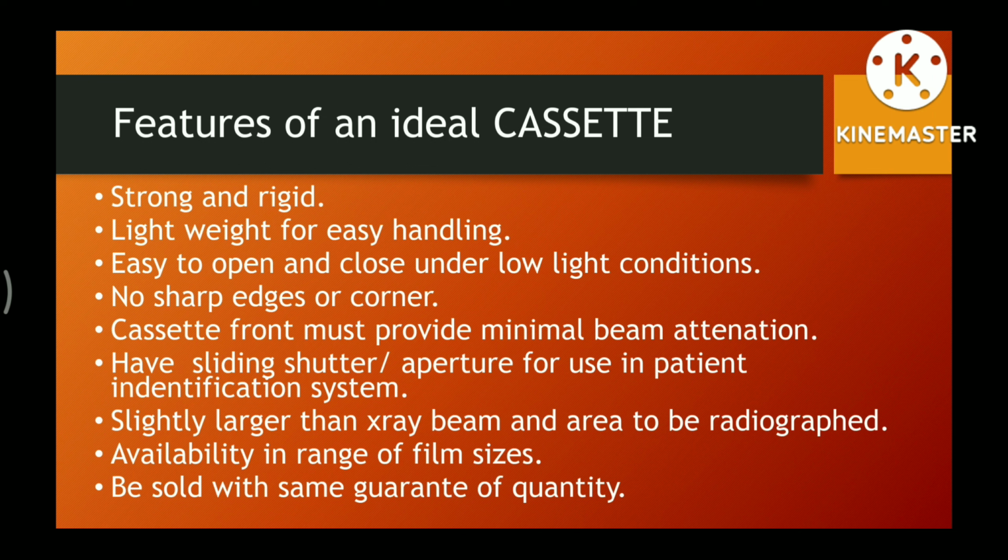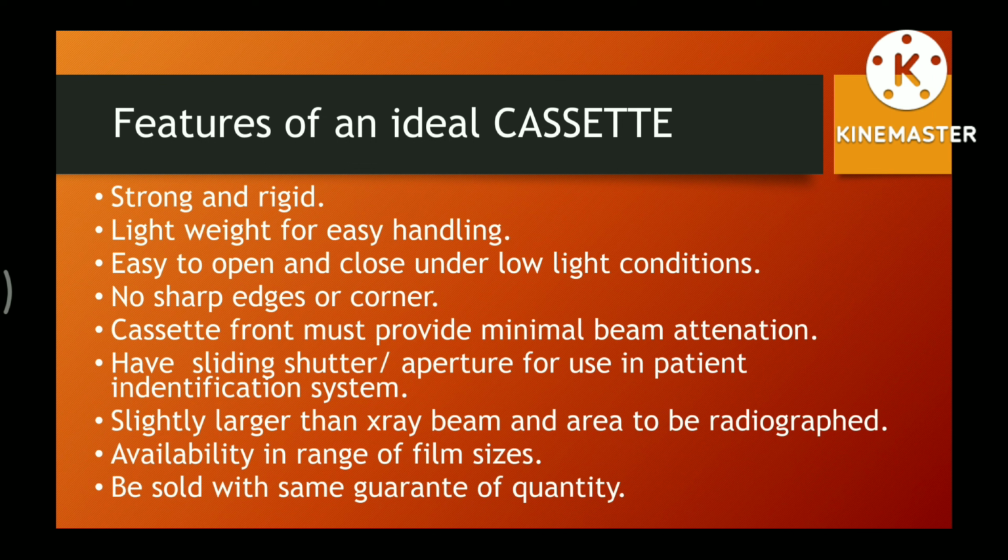while handling the cassette. Fifth one says that cassette front must provide minimal beam attenuation. It means the cassette front should provide less beam absorption. Attenuation means absorption, so there should be less beam attenuation or absorption from the front side. For that we use low atomic number material like carbon fiber, or we use plastic for the cassette front as already discussed. Sixth point says that it should be having a sliding shutter for identification system of a patient. So there is a sliding shutter where we just collect the information of the patient like name, sex or age.